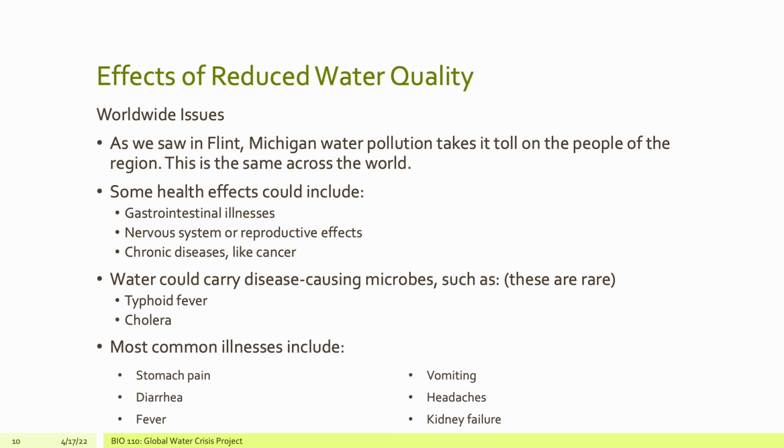So the effects of reduced water quality, as we saw in Flint, Michigan: water pollution takes its toll on people in the region. This is the same across the world. Some health effects could include gastrointestinal illnesses, nervous system or reproductive effects, chronic diseases like cancer, and water can also carry some disease-causing microbes, right? These two are rare: typhoid fever and cholera. But most common illnesses include stomach pain, diarrhea, fever, vomiting, headaches, or kidney failure.